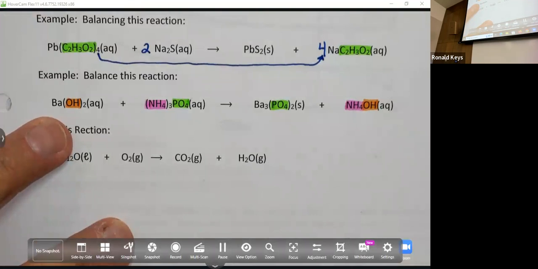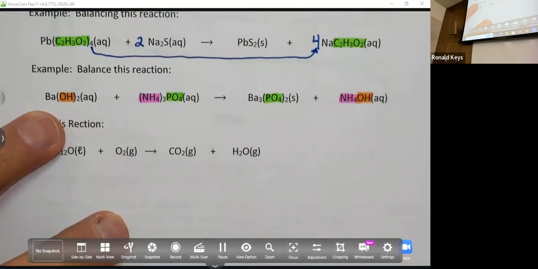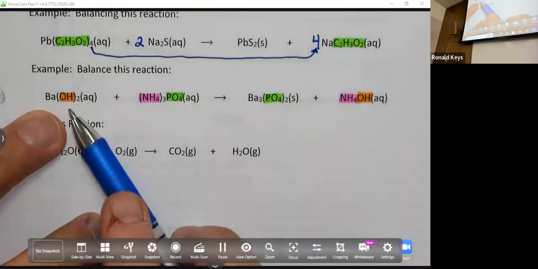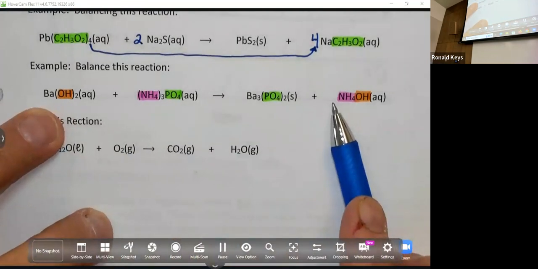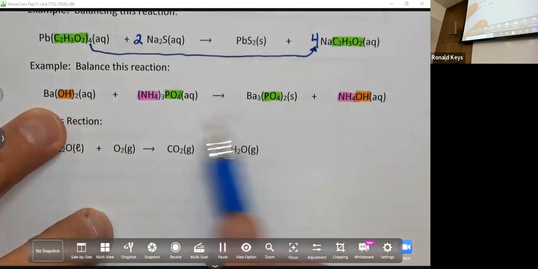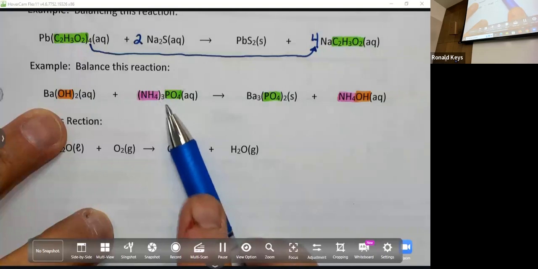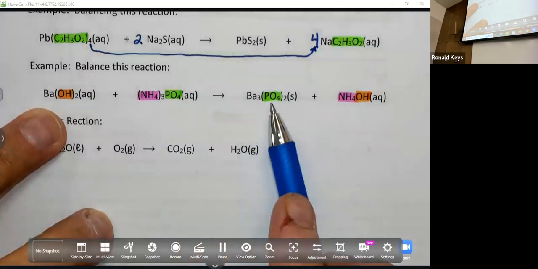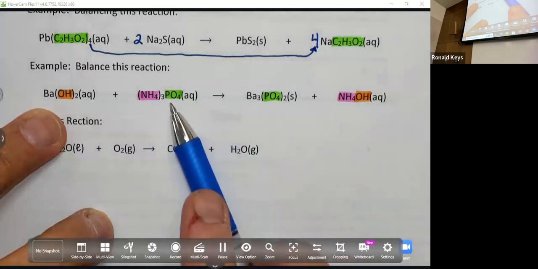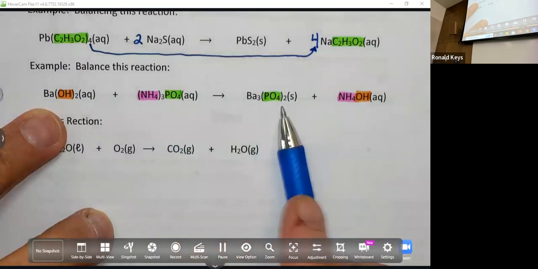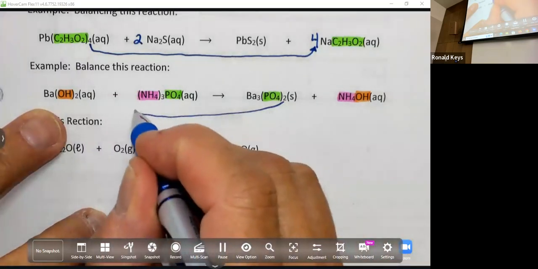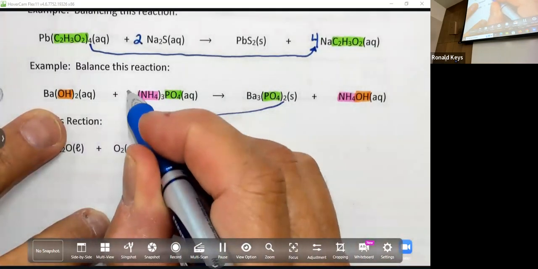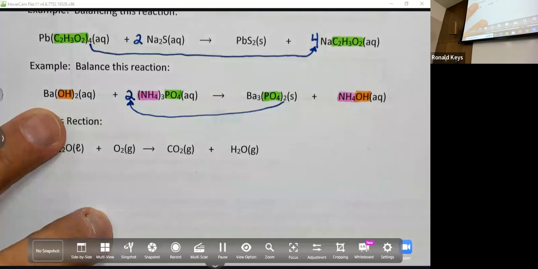Doesn't matter where we start. I'm looking at OH with a 2. We put a 2 here, but the NH4, if we put a 2 there, this NH4 already has a 3. And then I'm glancing at the PO4 has a 2, PO4 here is only a 1. Probably the best thing to do is to do this PO4 first by putting a 2 there.